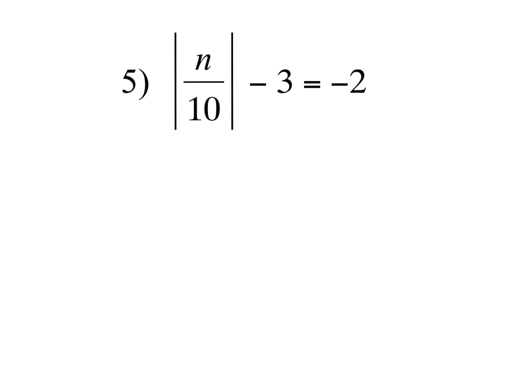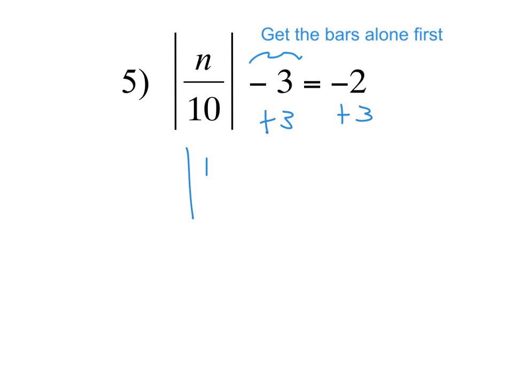What's different about this one compared to the other ones is that the absolute value is not by itself. So a first step is to get those absolute value bars alone. Notice that this minus 3 is not within the bars. By the bars I mean these absolute value bars right here. So we're going to move the negative 3 over to the other side. Plus 3, plus 3. Then the bars are completely by themselves: the absolute value of n divided by 10 is equal to 1.